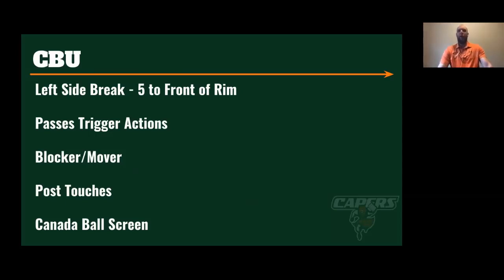So at CBU, for example, this is what the five layers that we were talking about. This is what we used the past couple of years. So we ran a left side break where we ran the 5 to the front of the rim. Our passes triggered our actions. So we had a pass ahead, pass behind, dribble handoff. That's what triggered what we were trying to get into. Our primary action was blocker mover. So we wanted our guards running off of high posts and low posts to be able to get open. We were able to do that as a continuous action.